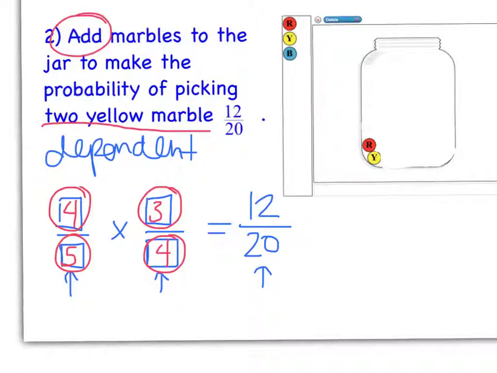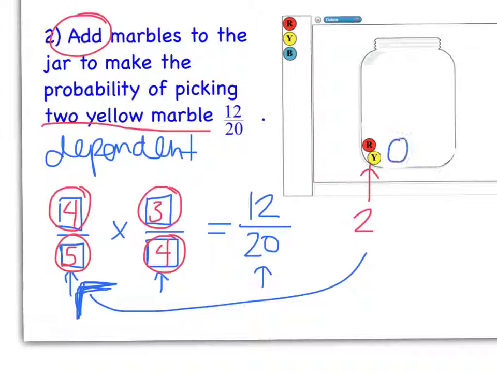It says we need to add marbles. So right now we only have 2 marbles. I want you to raise your hand. How many more marbles do we need to add in our jar? Hint, hint, hint. Go back to the first probability. How many more do we need to add? Not 5, but 3. If you are saying 3, awesome.